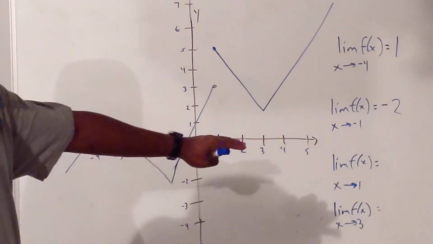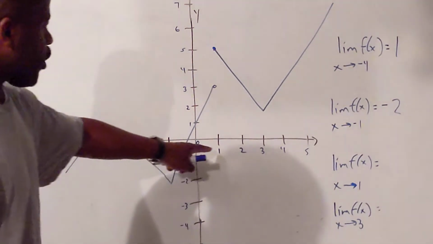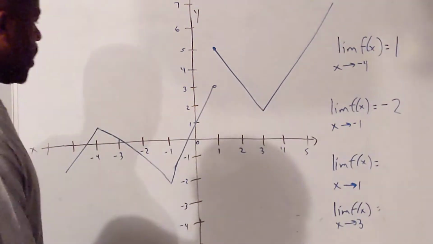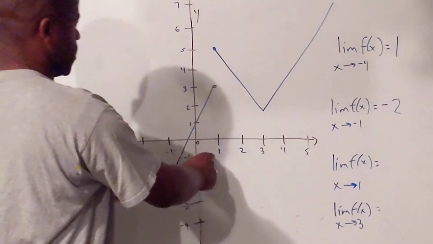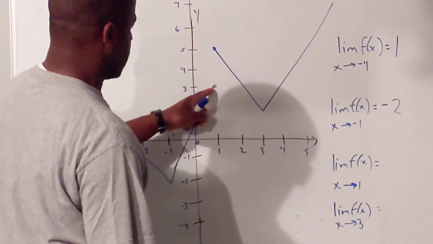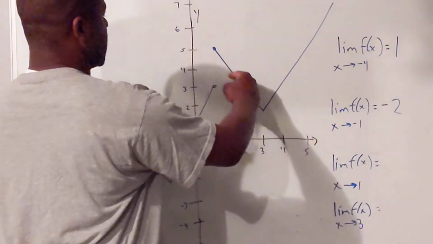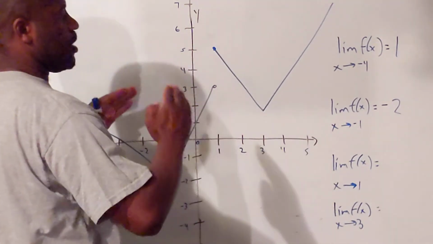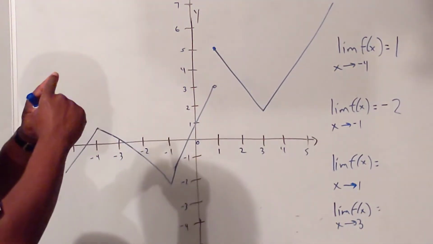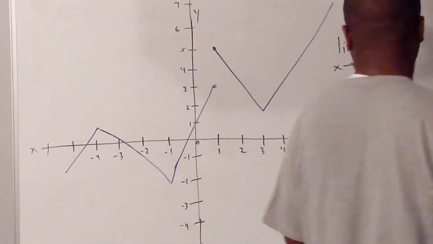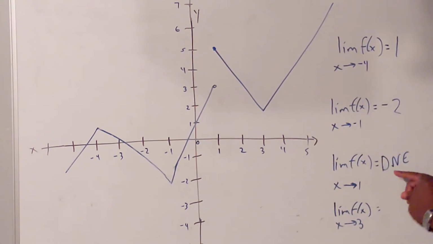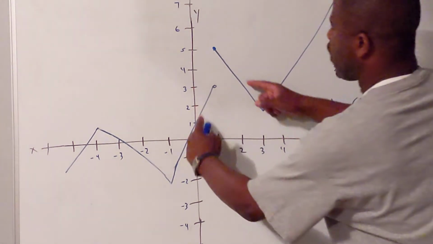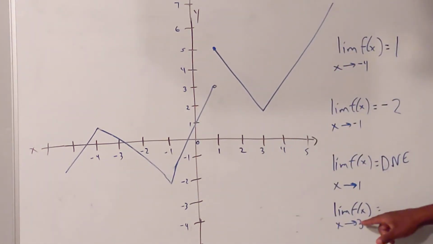Alright, now let's look at the limit of the function as x is approaching 1, +1. So here, what's the first problem that we notice? From the left side it's going up to 3, but from the right side it's going up to 5. They're not meeting at a common place. So this does not exist. They don't meet.